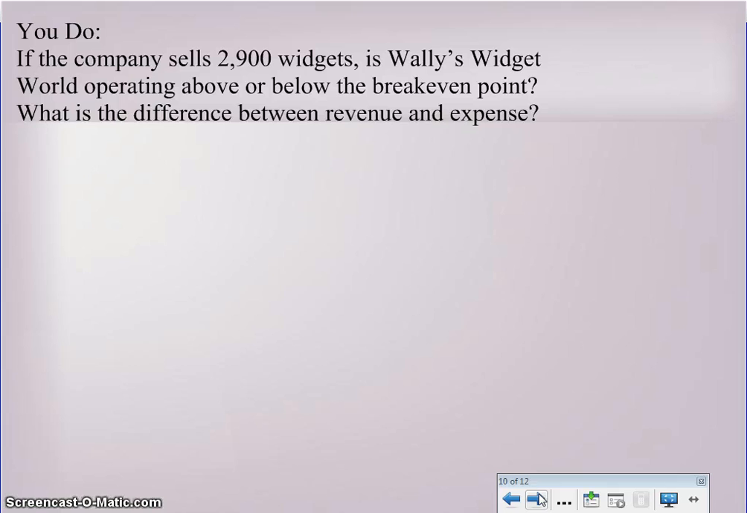When you're ready, come back and we'll finish this out. Okay, it says if the company sells 2,900 widgets, is Wally's Widget World operating above or below the break-even point? What is the difference between the revenue and the expense? So, looking at this, revenue equals the 2.5 times the 2,900.